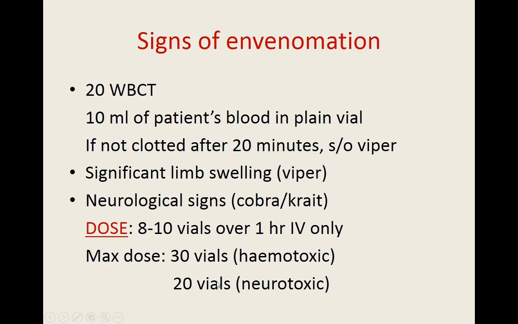The maximum dose which can be given for a hemotoxic bite is 30 vials. For a neurotoxic bite, 20 vials. So to start with, 8 to 10 vials. After 6 hours, you can observe the clinical parameters of the patient. If there is no improvement, you can give an additional 8 to 10 vials. But the maximum dose should not exceed 30 vials for a hemotoxic bite and 20 vials for a neurotoxic bite. This is the guideline. Is it clear? Yes, ma'am.